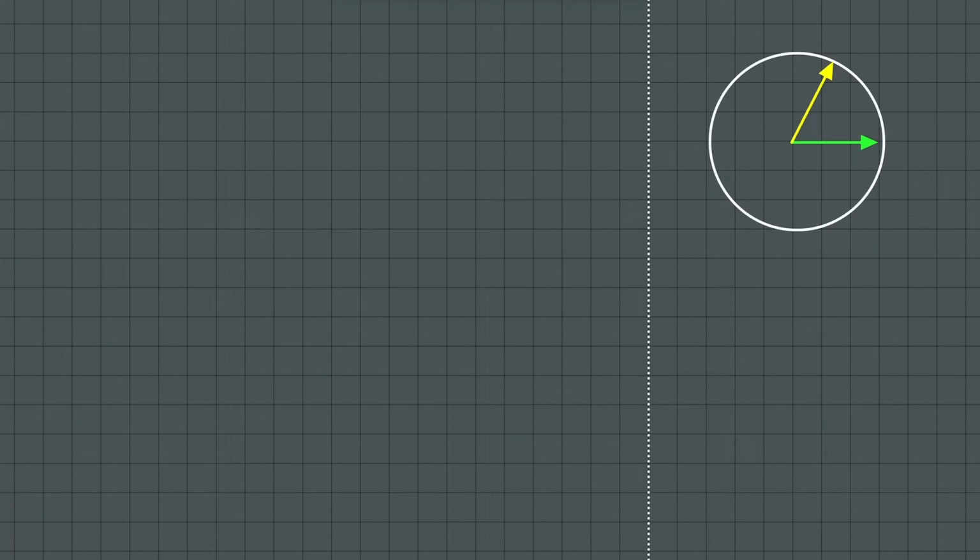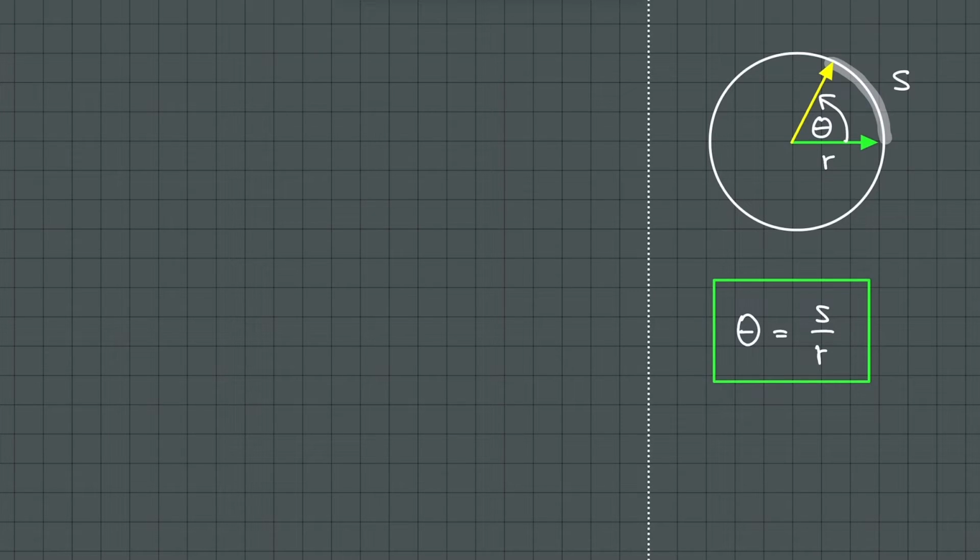In the last video we learned that the relationship between the central angle of a circle measured in radians, the length of the arc opposite of that angle, and the radius of that circle can be described by the formula theta equals s divided by r, where theta is the central angle, s is the arc, and r is the radius.